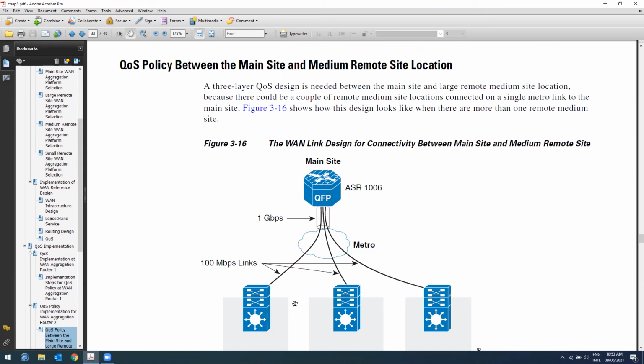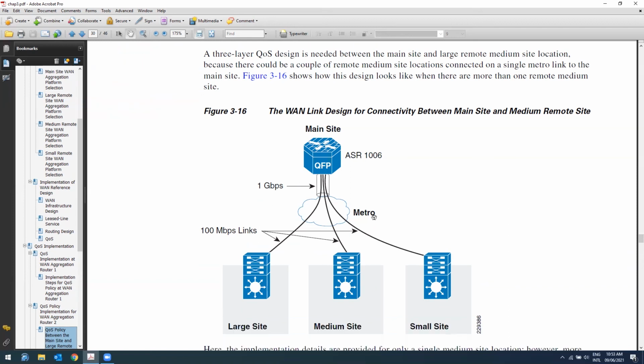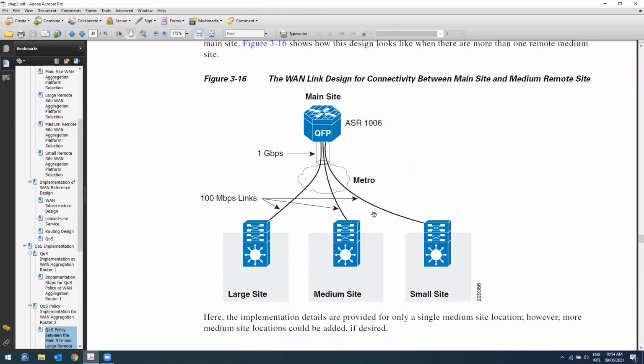That QoS policy between main site and medium remote site location. So a three-layer QoS design is needed between the main site and the large remote medium site location because there could be a couple of remote medium site locations connected to a single metro link to the main site. This shows how this design looks when there is more than one remote medium site. So you have 100 Mbps lines for these. Okay, here it comes to 1 Gbps.